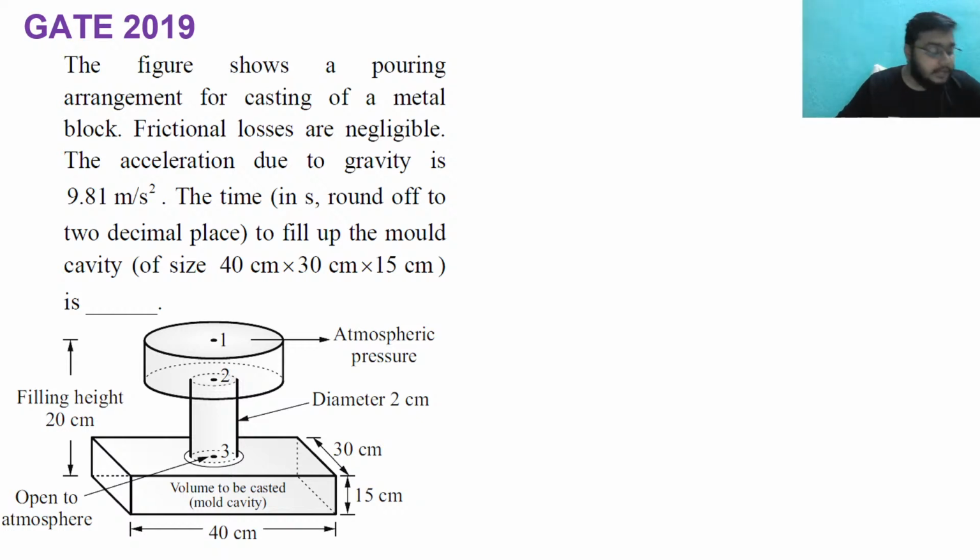See, this question is a very simple question. You have to understand it. The figure shows a pouring arrangement for casting of a metal block. Frictional losses are negligible. The acceleration due to gravity is 9.81 meter per second square. The time to fill up. Now, first of all, you have to see here that this is my volume of the mold cavity, and this is the pouring basin, and this is the riser, right?